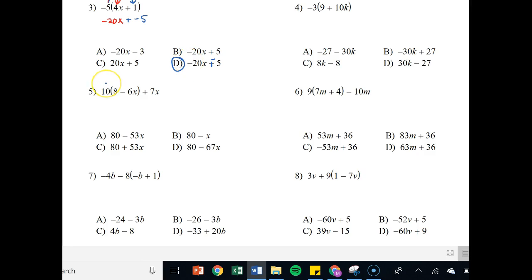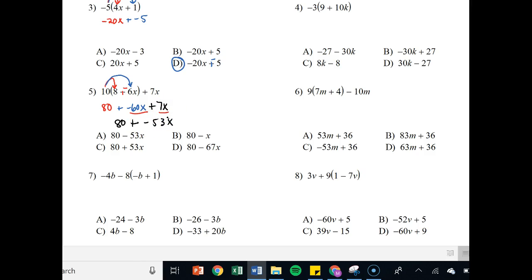So number 5, I'm going to go ahead and do 10 times 8, that is 80, plus a negative there. And then I'm going to say 10 times a negative 6x, so that's plus negative 60x, and I'm going to drop down my plus 7x. In this case, I do have like terms, so I'm going to go ahead and combine negative 60 and 7. And so my answer is going to be 80 plus negative 60x plus 7x gives me negative 53x.